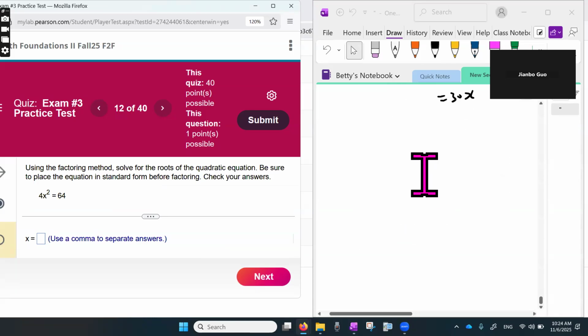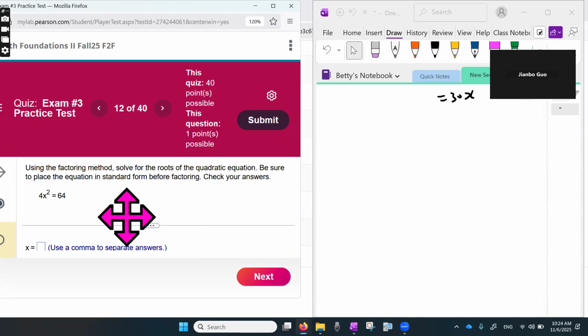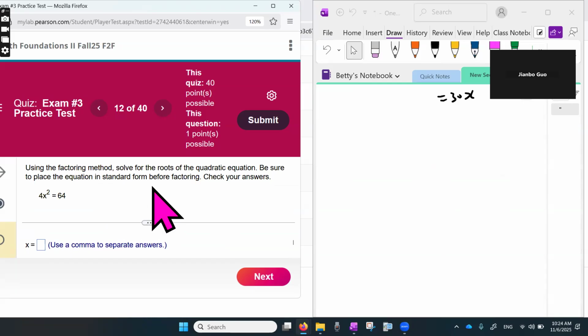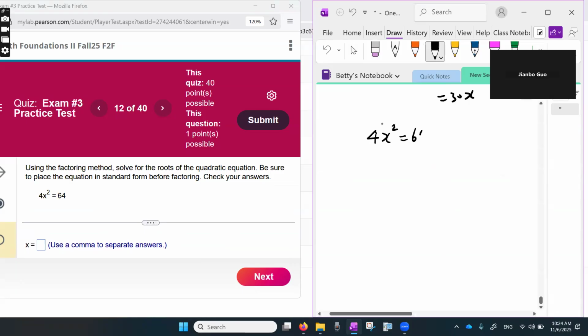Question number 12. Using the factoring method, solve for the roots of the quadratic equation. There are multiple ways to solve this equation. Since we mainly focus on solving by factoring, this is what we do. 4x squared equals 64. You should notice 4 goes into 64 16 times. So we divide each side by 4 to get rid of the common factor 4. We have x squared equals 16, right? And then we subtract 16 from each side. We have x squared minus 16 equals 0.